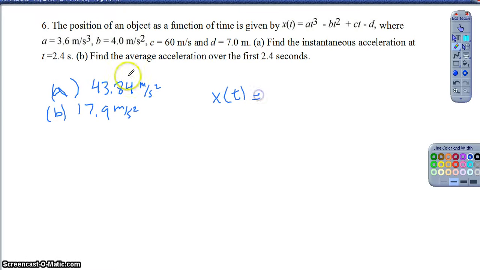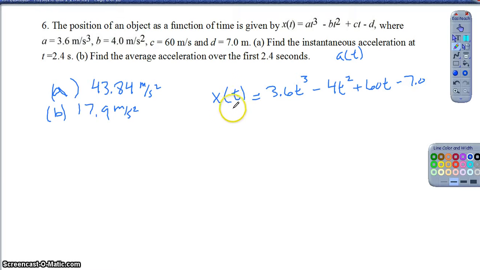For those of us that didn't get those or just want to review this a little bit more, I'm going to start with my position function by just plugging in the variables they gave me. So 3.6t cubed minus 4t squared plus 60t minus 7. Okay, so that's my position function. If I want to find the instantaneous acceleration, I need my acceleration function.